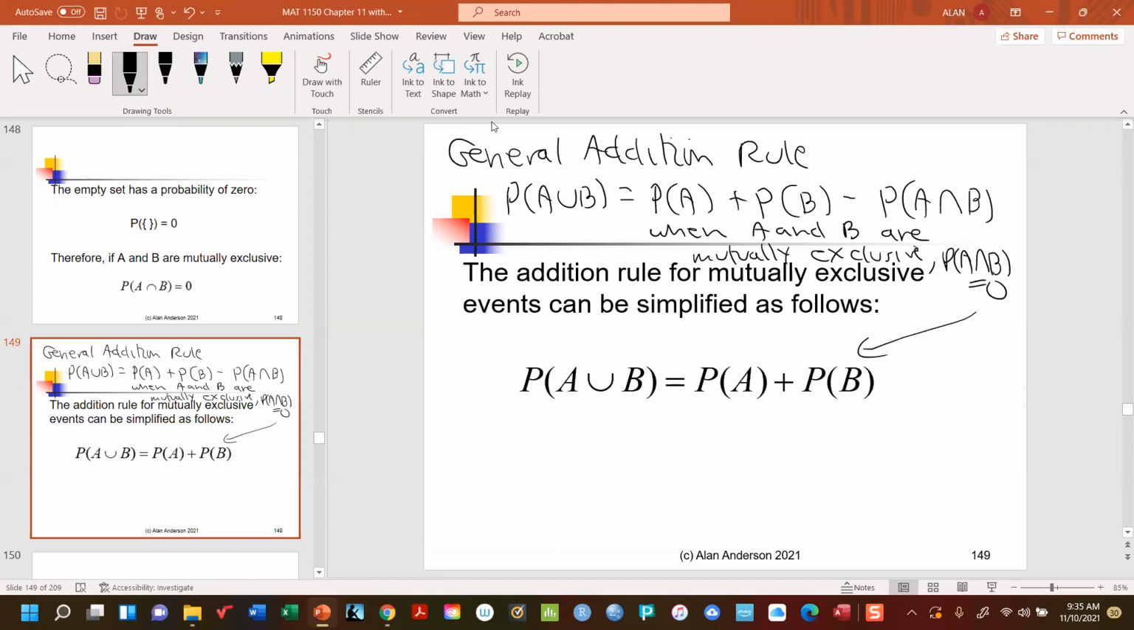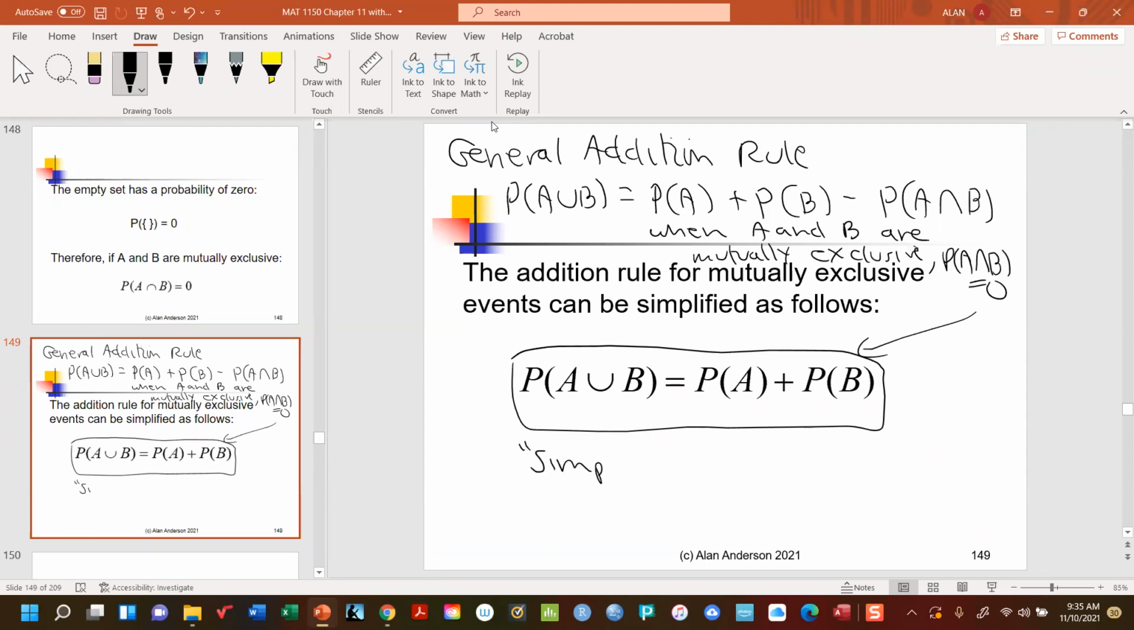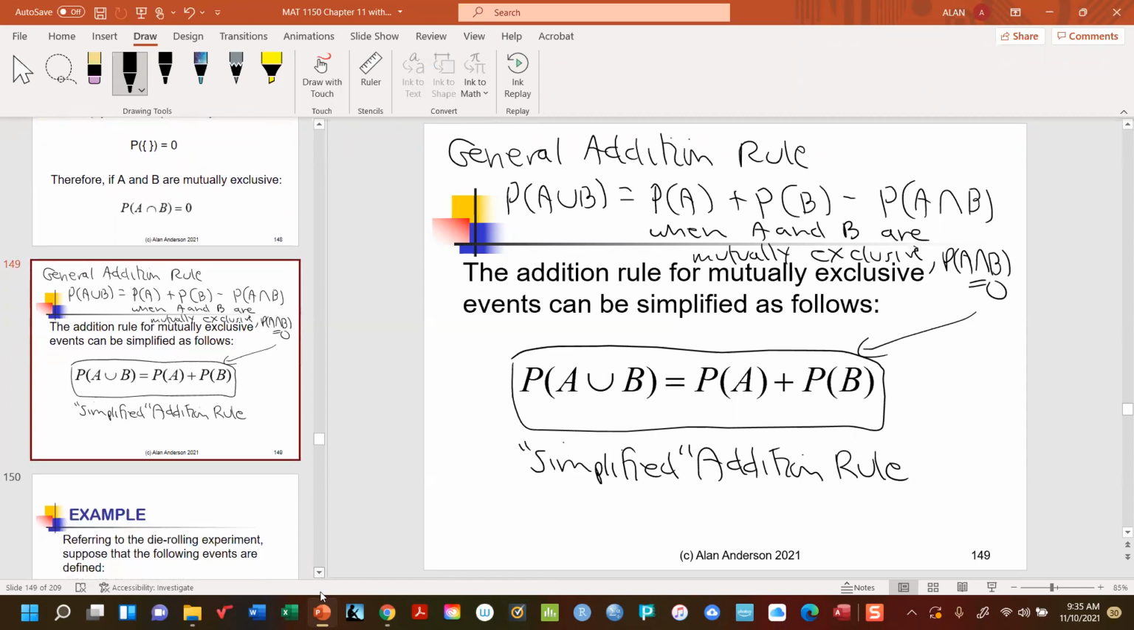Okay, in other words, notice what's happened. We simply got rid of that intersection because it has a probability of 0. And what's left is the so-called simplified addition rule. It's not that big of a time saver, but it just means that when we're dealing with mutually exclusive events, the addition rule becomes very simple.